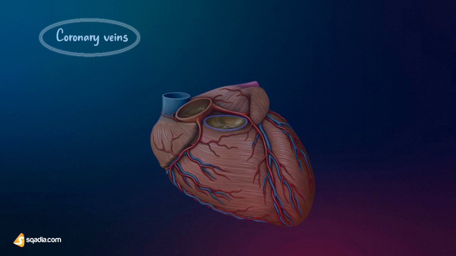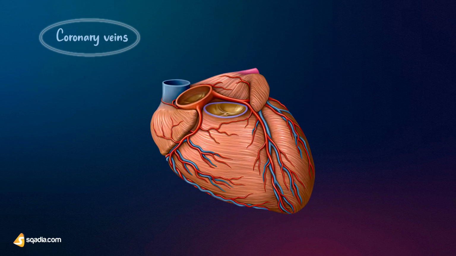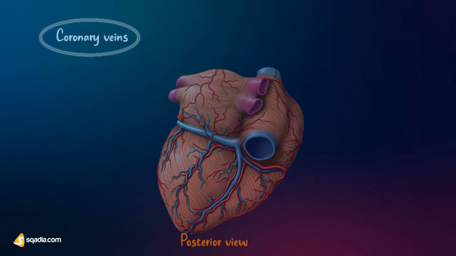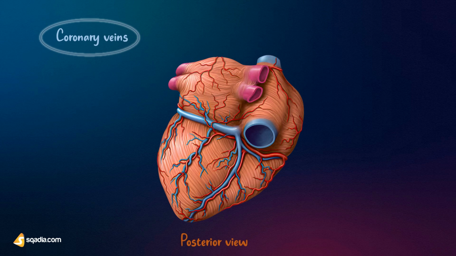Now, after the arterial supply of the heart, let's learn about the venous drainage of the heart via coronary veins. The coronary veins are basically located along the same paths as the coronary arteries. To have a complete view of coronary veins, we will look at the posterior side of the heart. The coronary veins from all over the myocardium join to form the enlarged coronary sinus, emptying into the right atrium. On the posterior aspect of the heart, the coronary sinus can easily be seen.